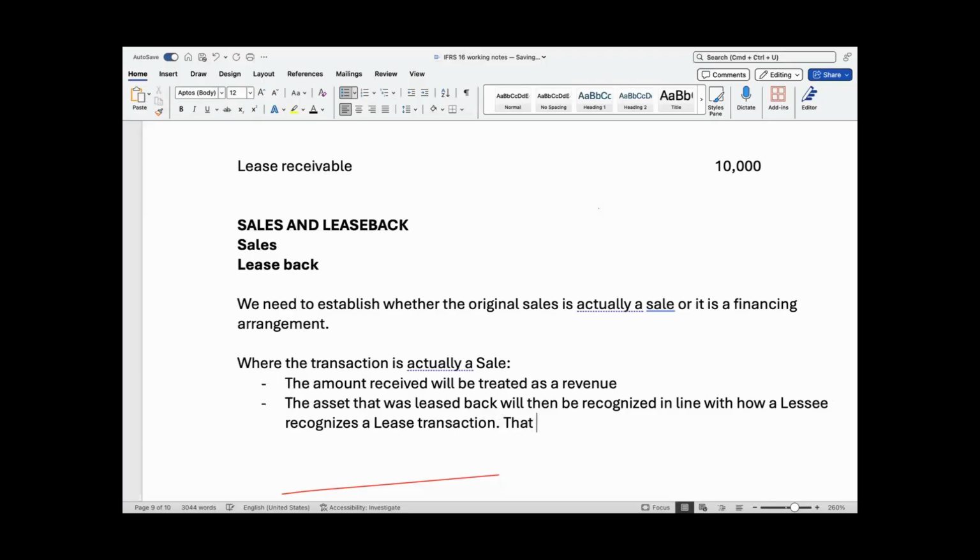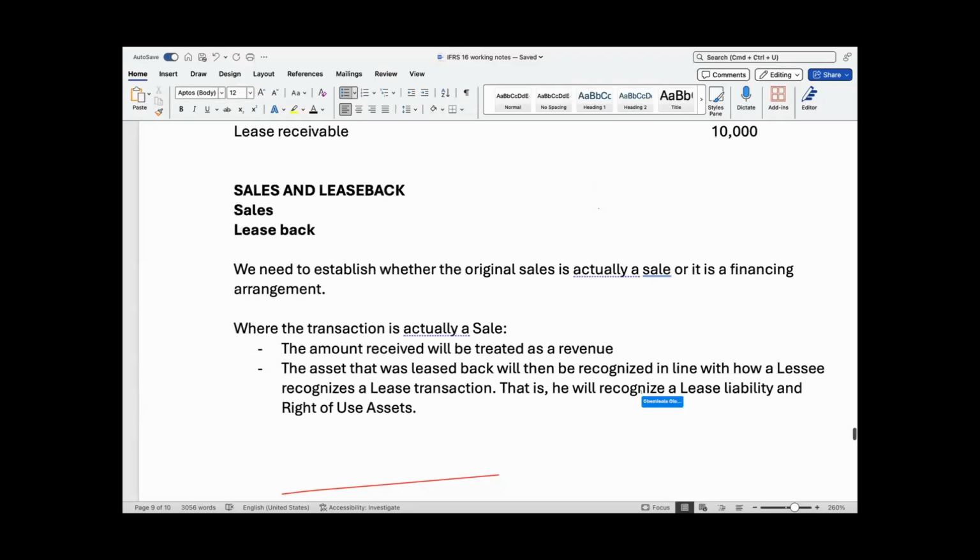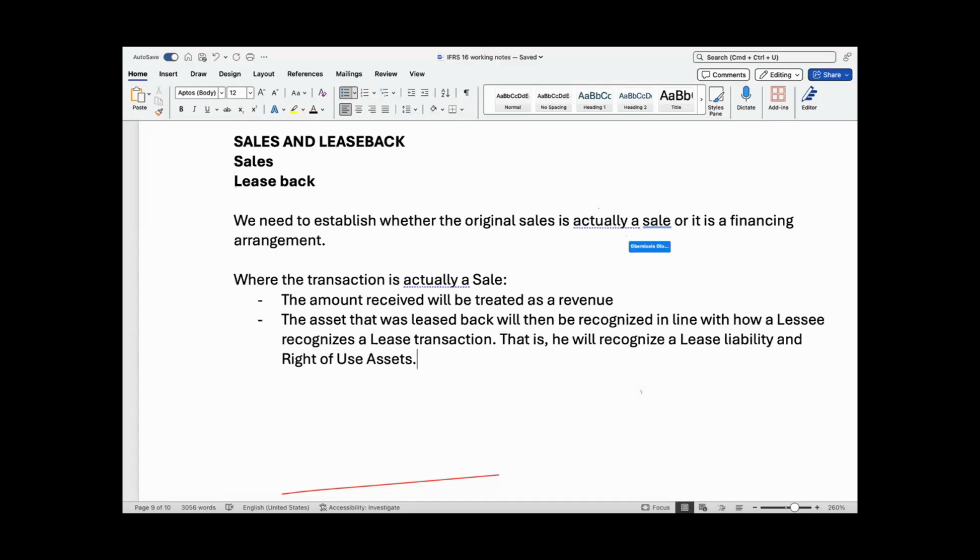That is, it will recognize a lease liability and a right of use asset, just like we have learned earlier on.